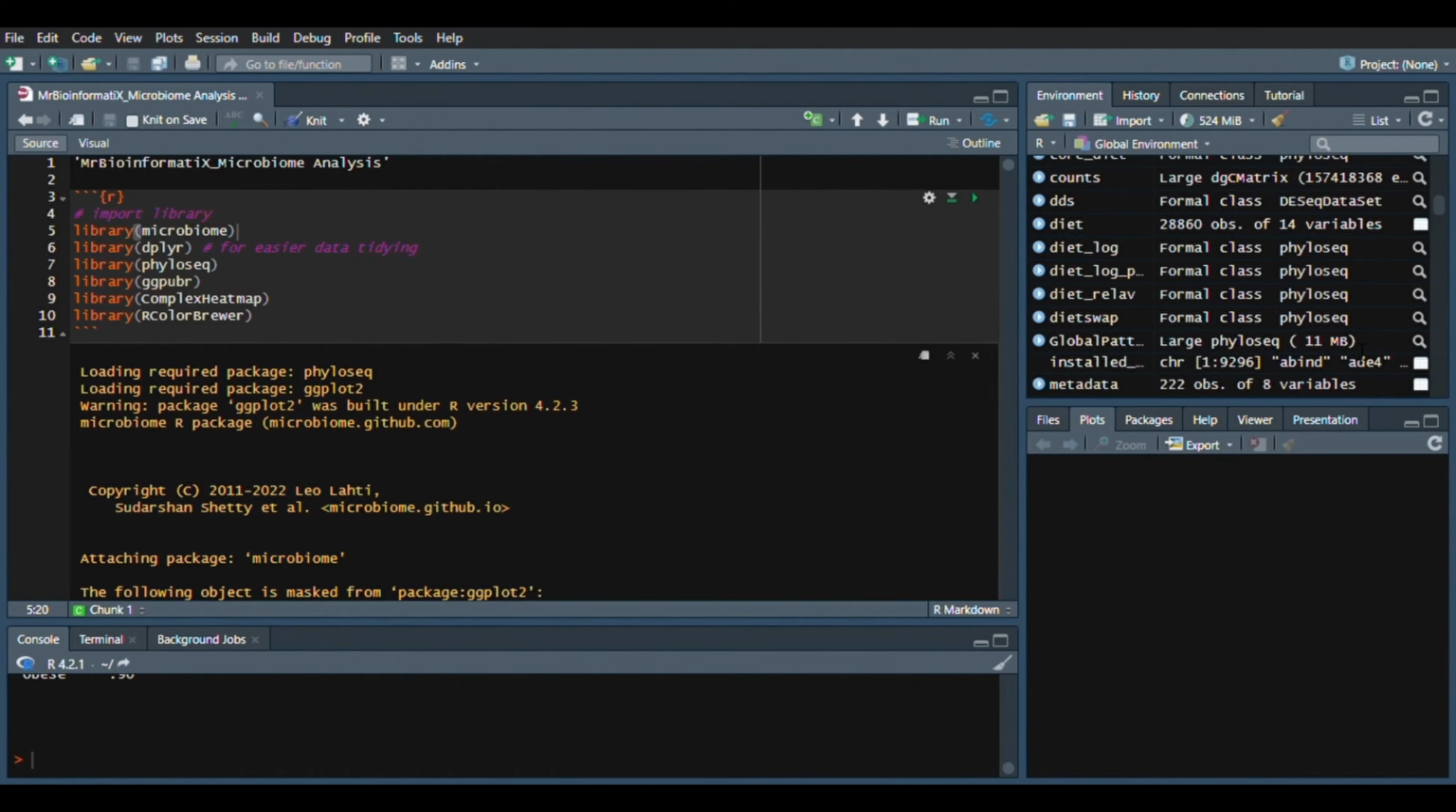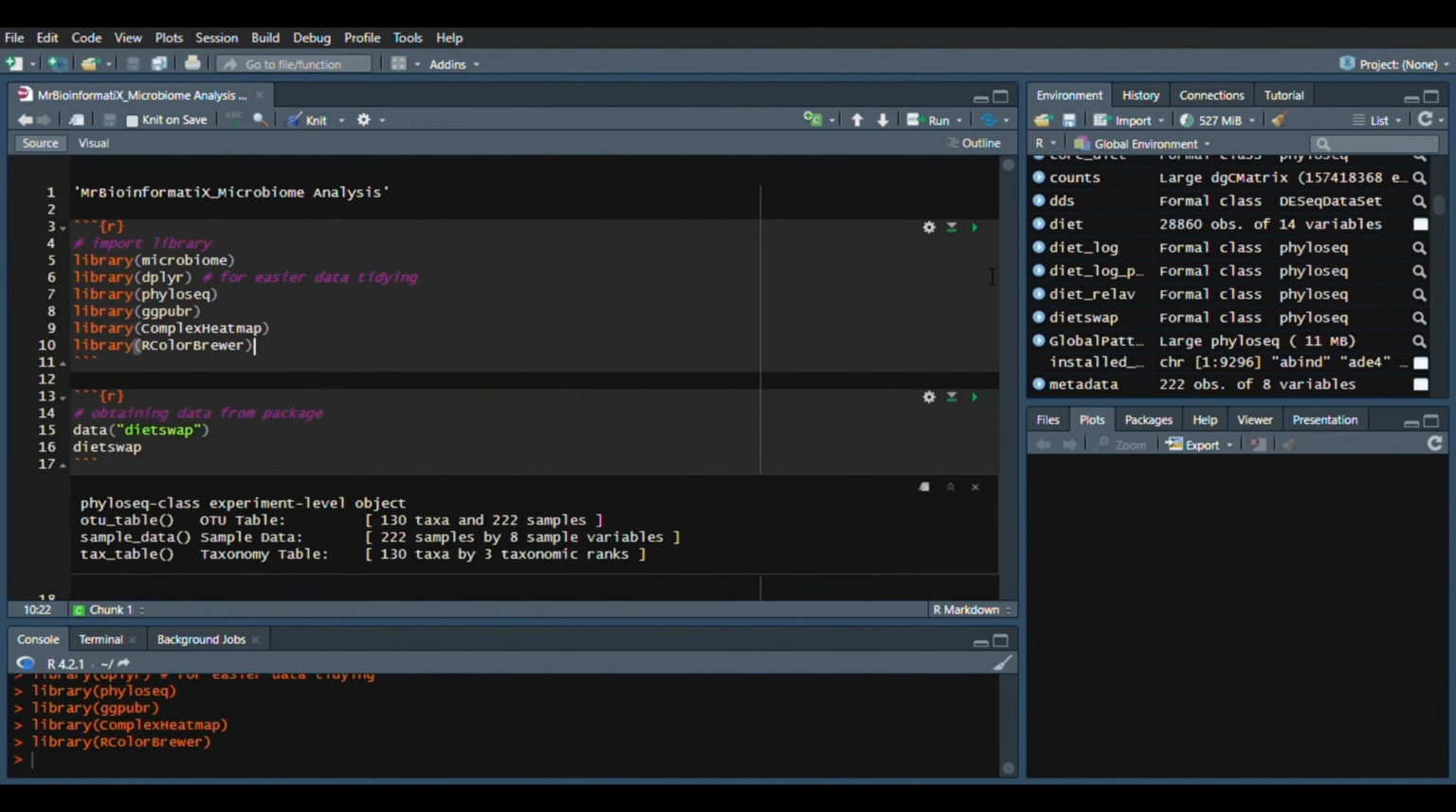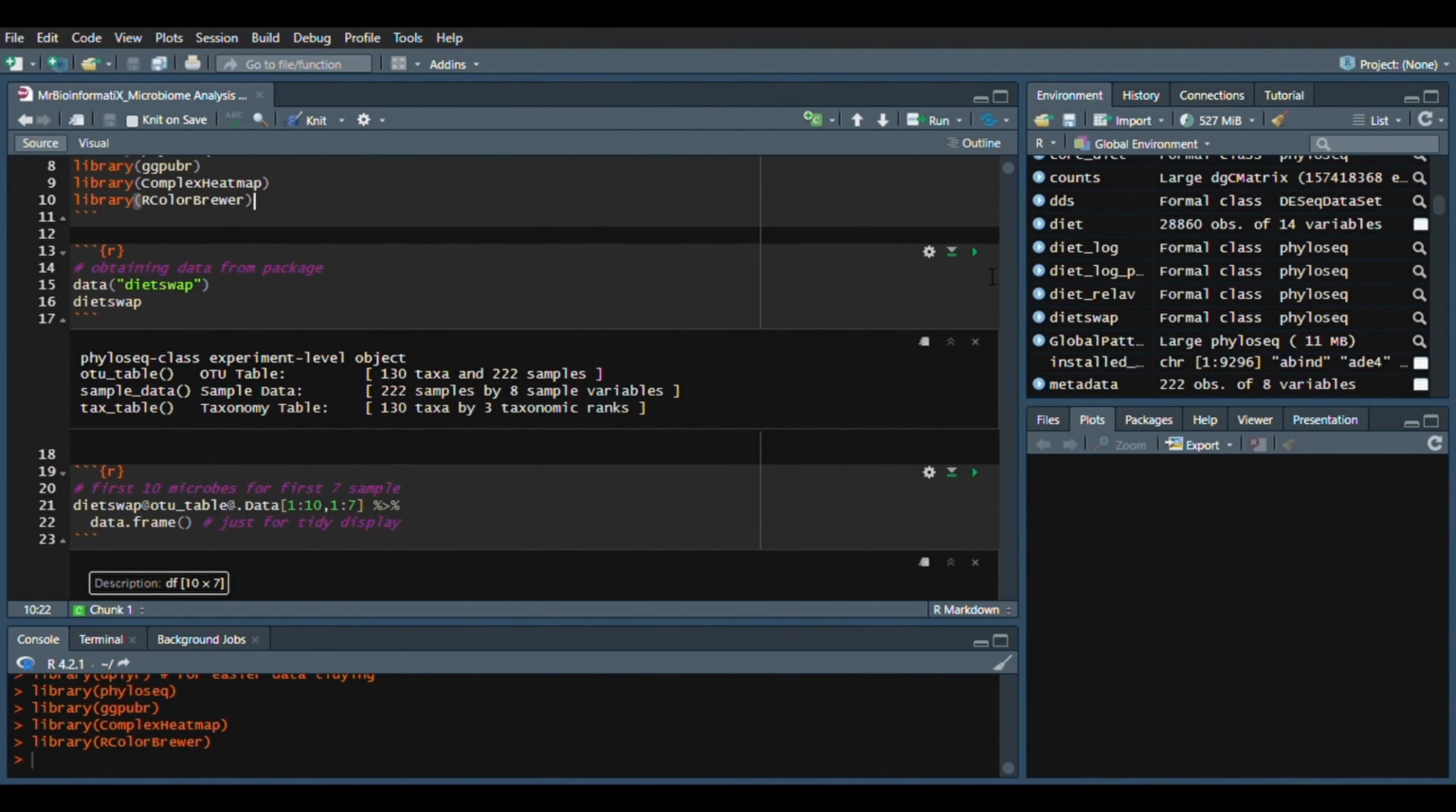Firstly, we upload our libraries. We have library microbiome, dplyr, phyloseq, ggpubr, ComplexHeatmap, and RColorBrewer. Let's run our code. Then we upload our data. So data, diet swap, and then diet swap to look at our data. Let's run our code.